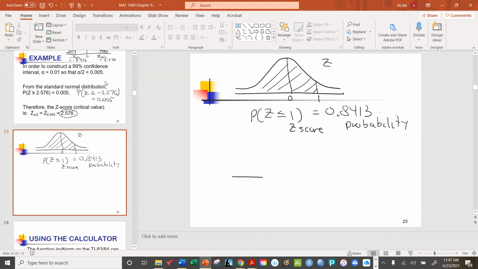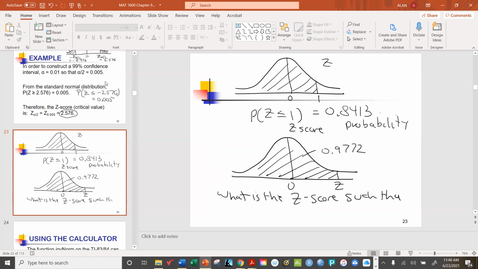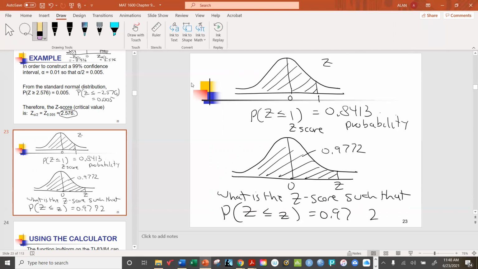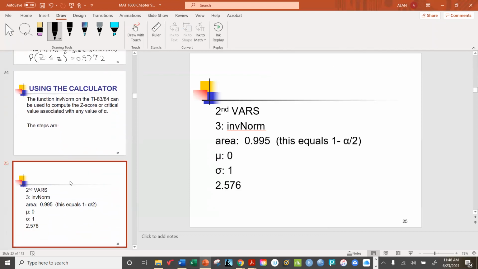What we're doing now is working this backwards. We're saying, here's a probability. Now let's say it's 0.9772. So what we're trying to do is find out, what is the z-score such that the probability that z is below that z-score is 0.9772. All right, how do we do this? We go to the calculator, we go to the menu we've had many times before, second vars, but now we're picking number 3, INV norm.